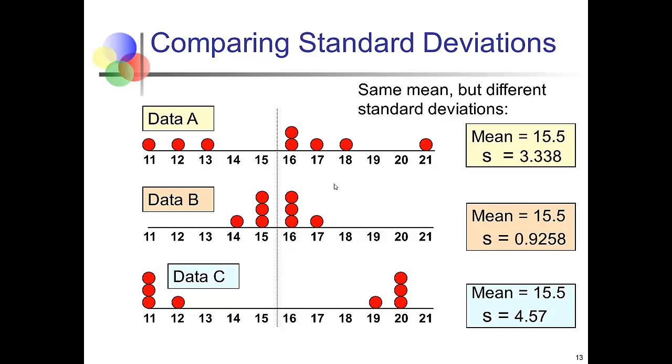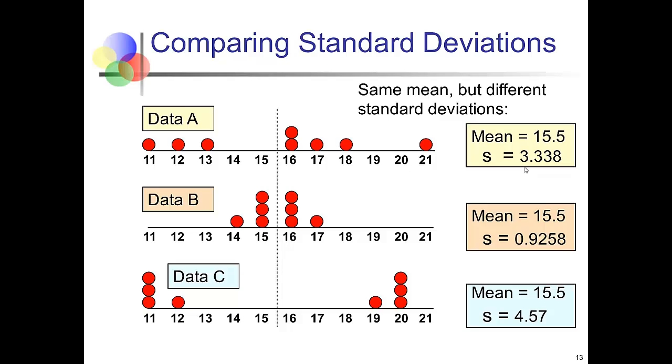Let's start with data set B. Notice all the data are lumped really closely together, right around 15.5. And it has the smallest standard deviation, only 0.9258. So when the data values are lumped really closely together, they're not very spread out, and they have a small standard deviation. As the data set begins to get more spread out across the number line, we see the standard deviation begins to go up.